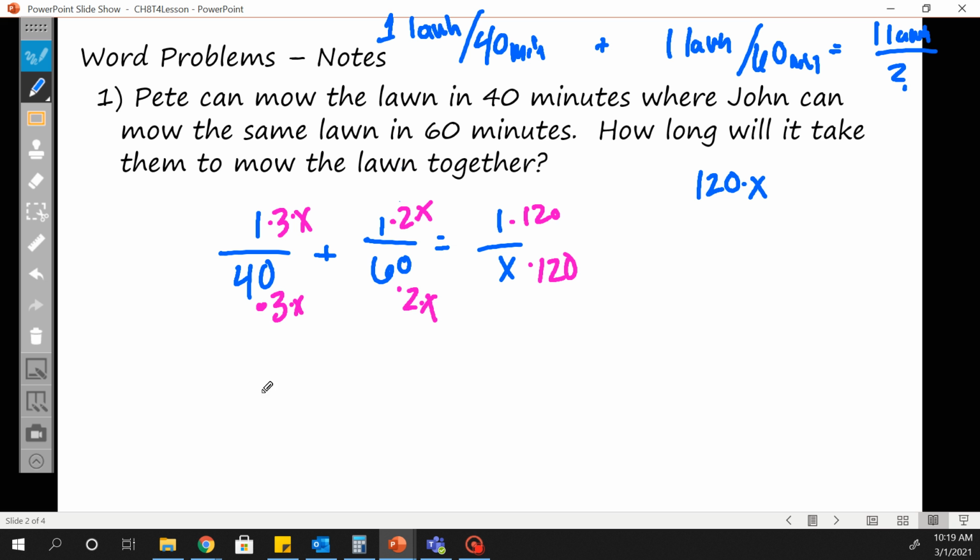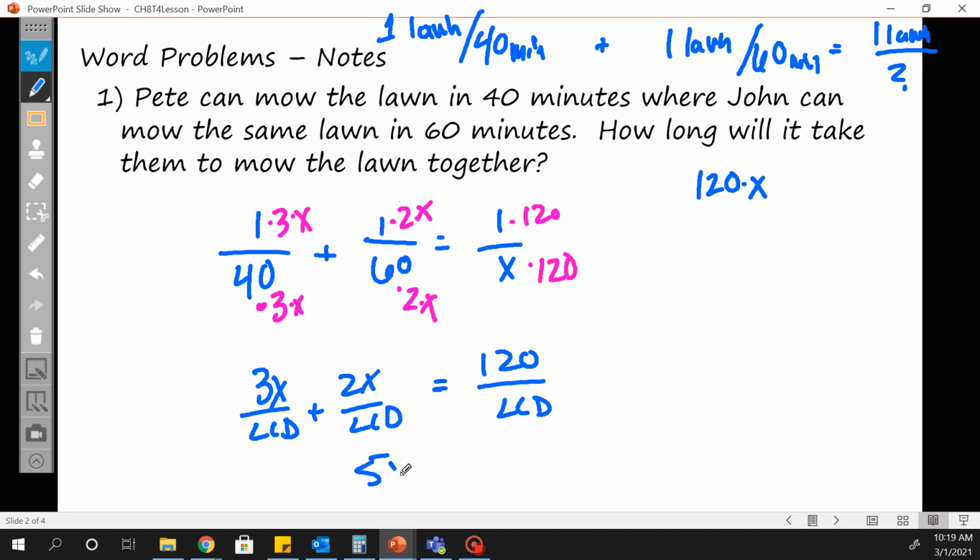So what I end up with is 3x over the LCD plus 2x over the LCD equals 120 over the LCD. In other words, 5x over the LCD is equal to 120 over the LCD. LCD is the same, so we can say 5x is equal to 120. Divide both sides by 5.